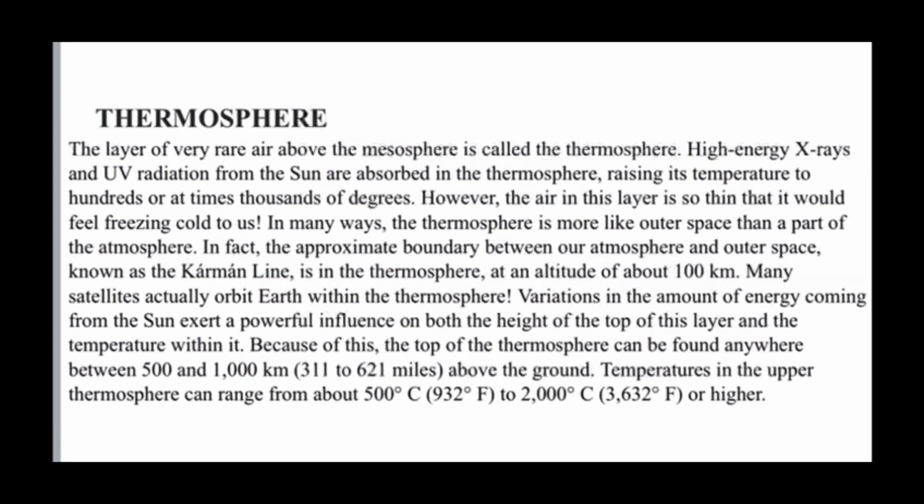Because of this, the top of the thermosphere can be found anywhere between 500 and 1000 kilometers, 311 to 621 miles above the ground. Temperature in the upper thermosphere can range from about 500 degrees Celsius, that is 932 Fahrenheit, to 2000 degrees Celsius, that is 3632 Fahrenheit or higher. So this was, friends, about the thermosphere layer.